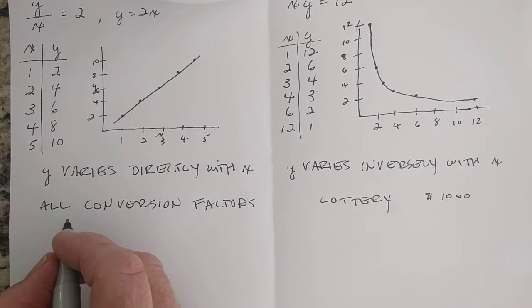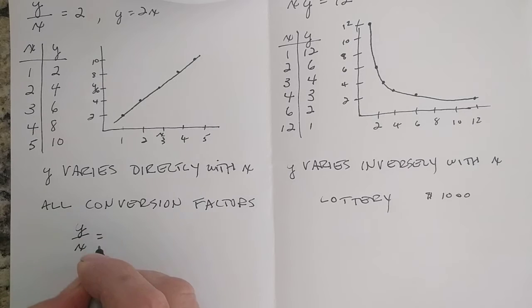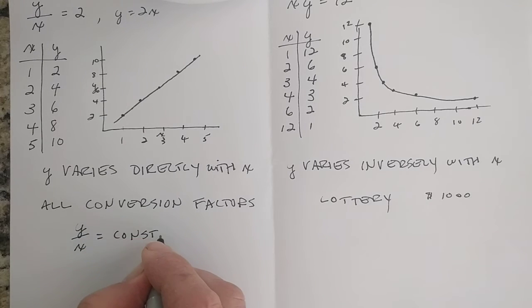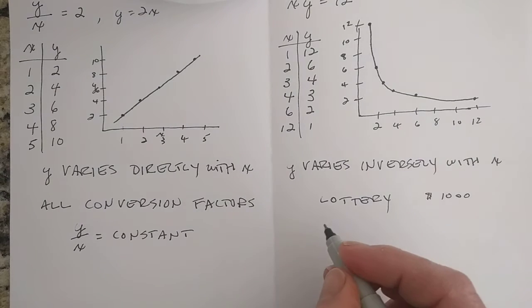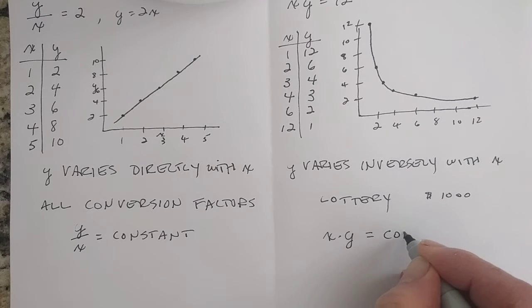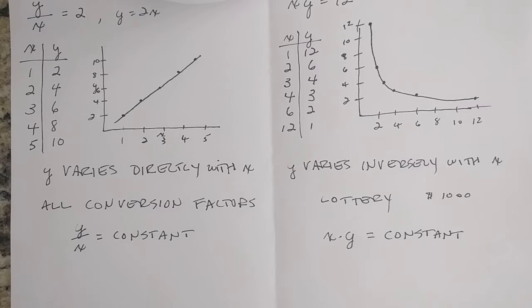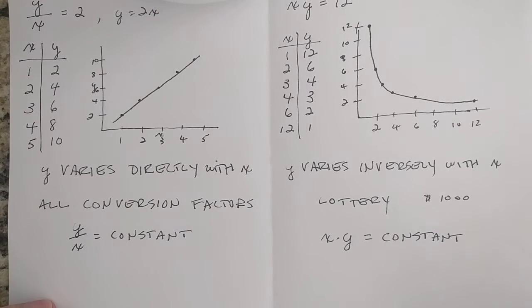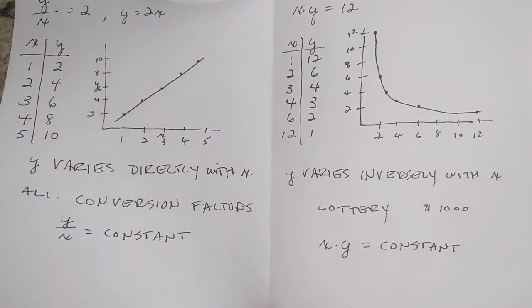So whenever we have our variables, y over x equal a constant, so the constant doesn't change, y over x are our variables that change. This is a direct relationship. And whenever we have two variables that multiply to give a constant, then we have an inverse relationship. Okay, so we're going to be using that as we look at the different gas laws that are coming up.